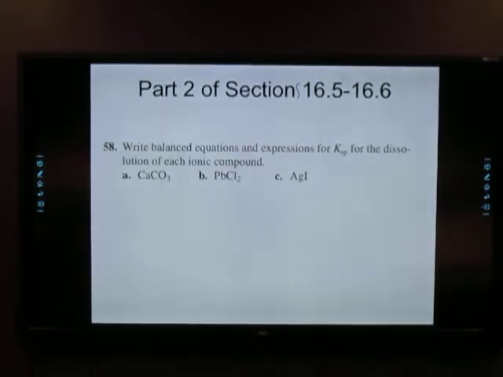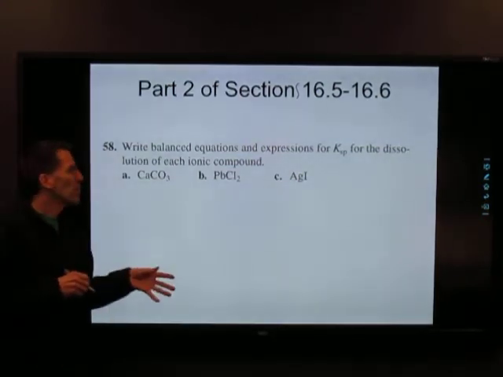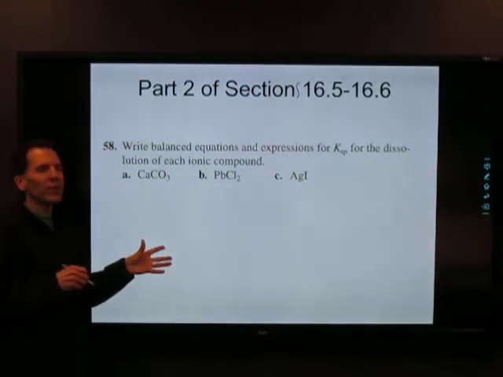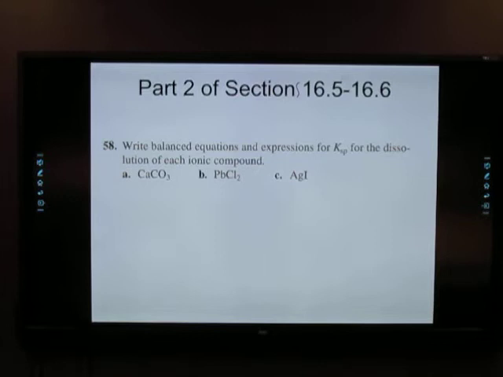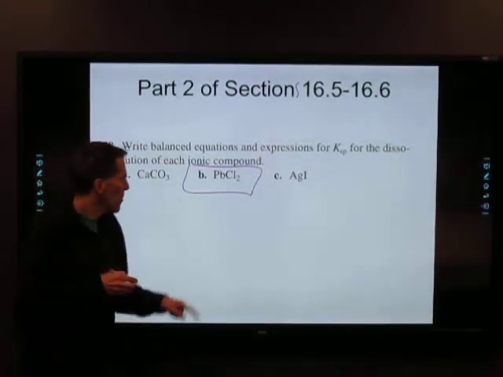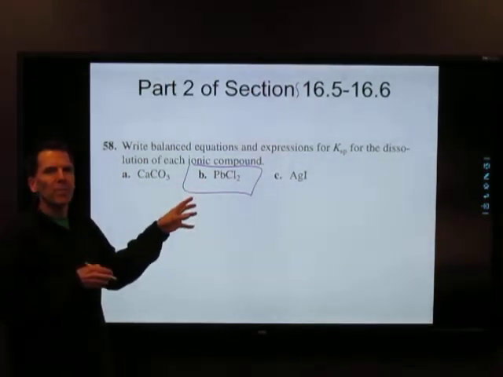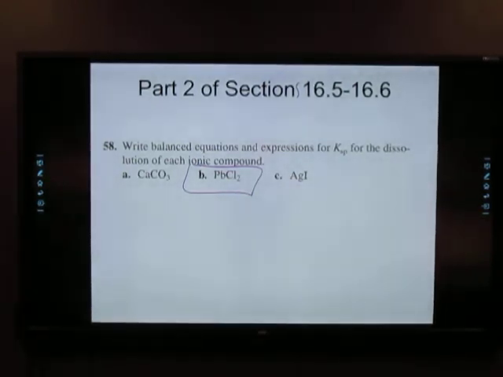And so let's start with a very quick review problem. I just want to pick one of these compounds. Just write the balanced equation and the expression for the Ksp, for the dissociation of these ionic compounds. Let's just do the PbCl2 in the middle. And so I'll do this one for us. Just to remind ourselves, we're dealing with the solubility of compounds in water. These are poorly soluble compounds.